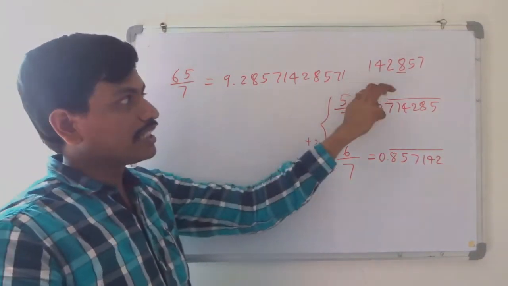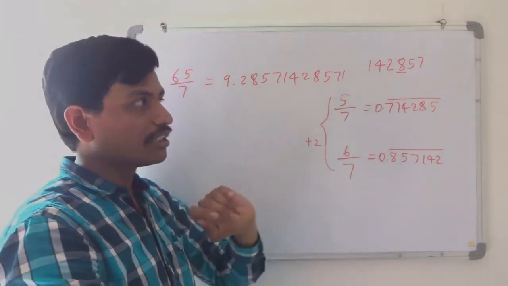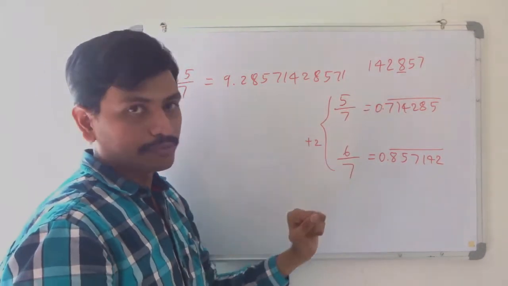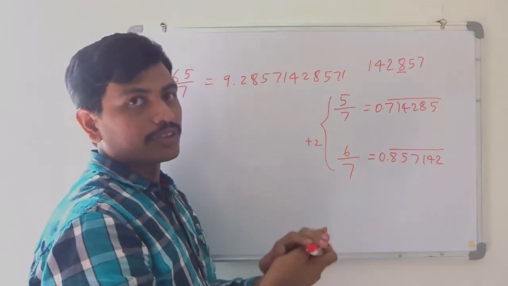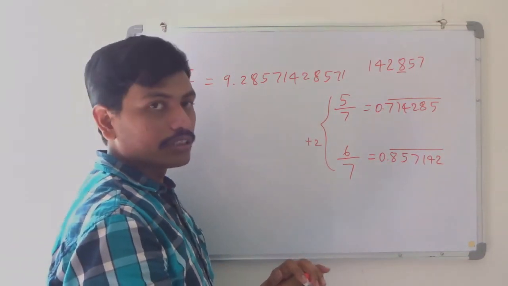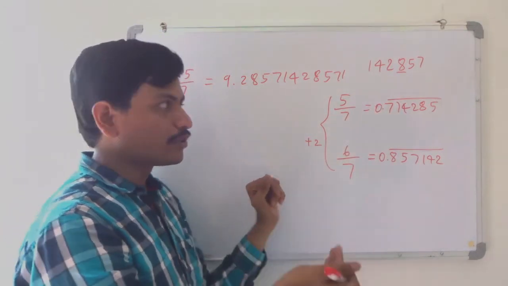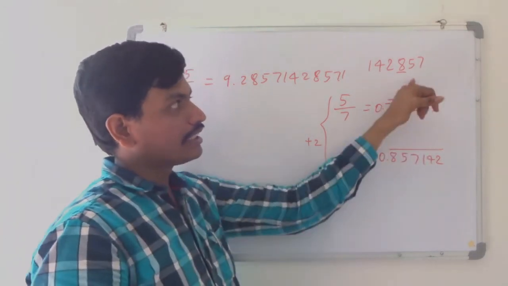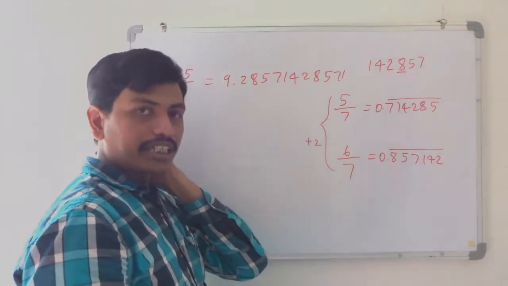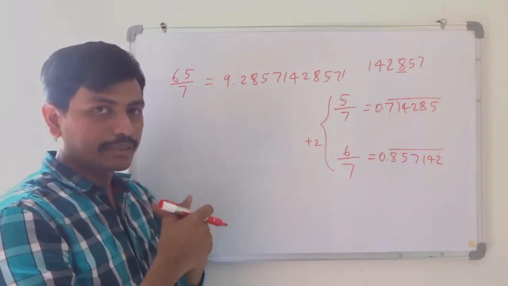So 1 start with the same digit. 2, 3 start with the addition of 1, that is 4. 4, start with 5. And 5 and 6 start with the addition of 2, that is 7 and 8. Like this we can divide by 7. This is the easiest tip.